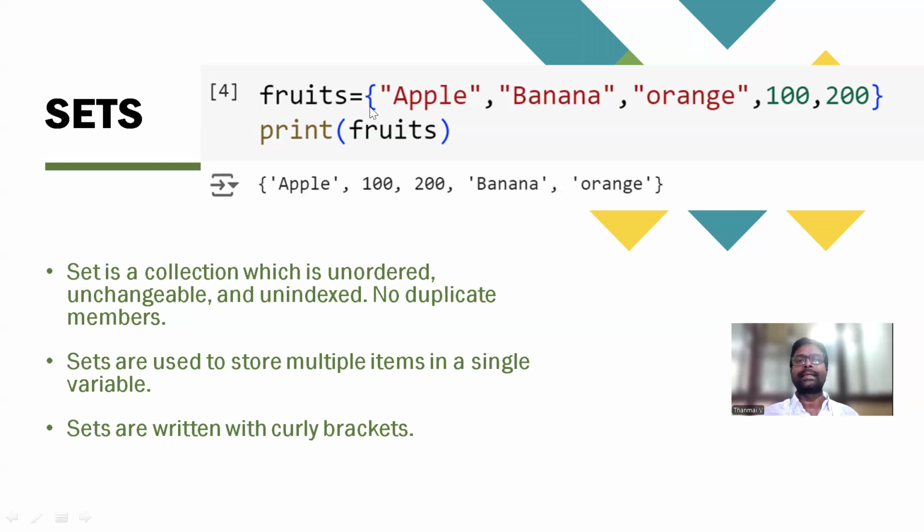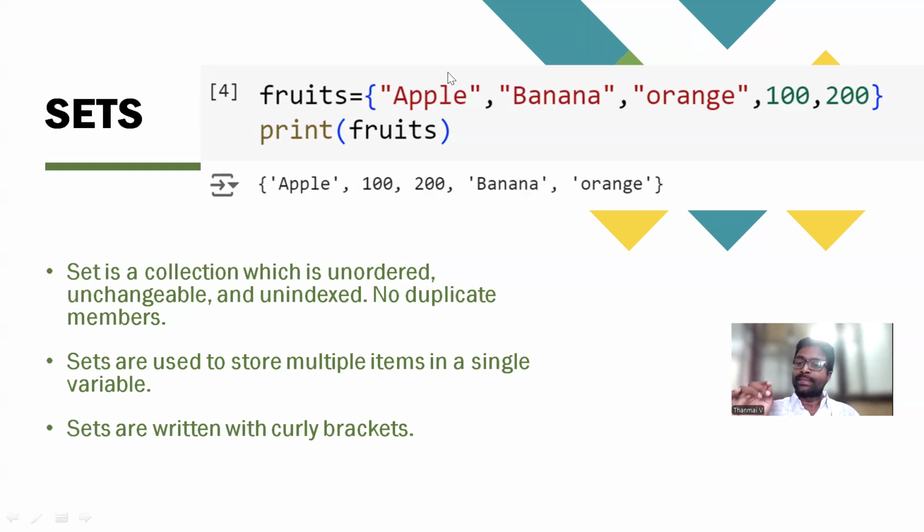The fruits set contains five elements. One element is apple, another is banana, another is orange, another element is 100, another element is 200. All the elements should be kept within curly brackets. That means when you are initializing a set, the elements of a set should be enclosed within curly brackets.